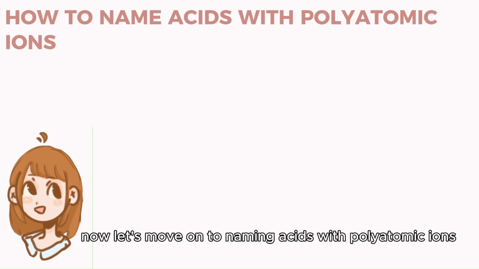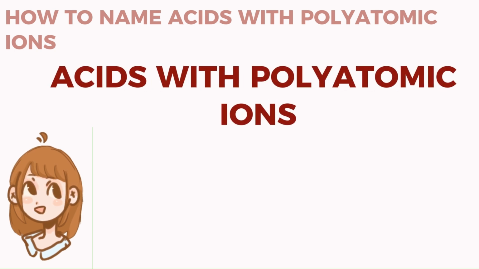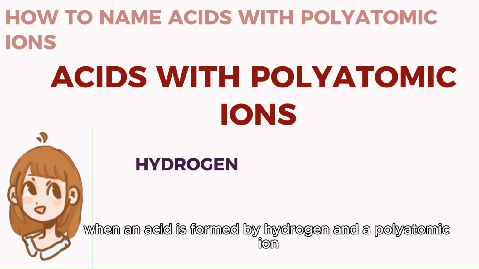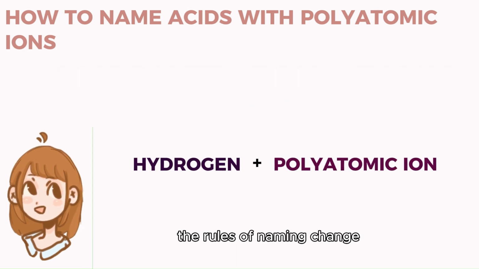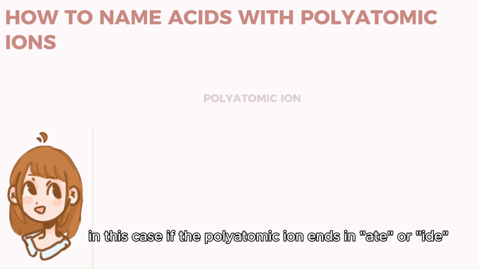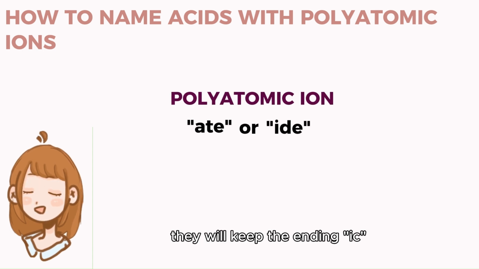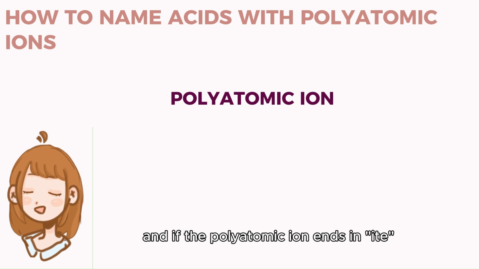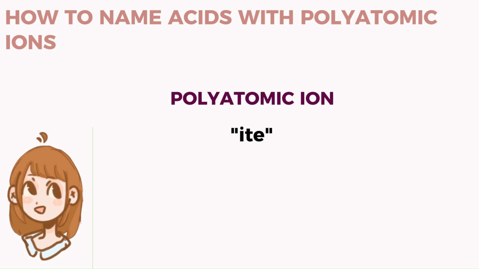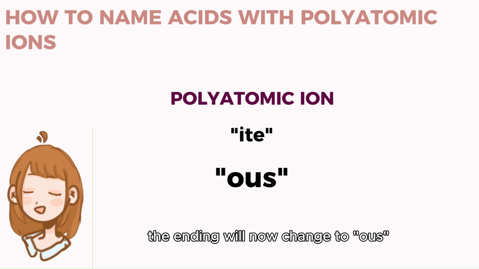Now, let's move on to naming acids with polyatomic ions. When an acid is formed by hydrogen and a polyatomic ion, the rules of naming change. In this case, if the polyatomic ion ends in -ate or -ite, it will keep the ending -ic. And if the polyatomic ion ends in -ite, the ending will now change to -ous.